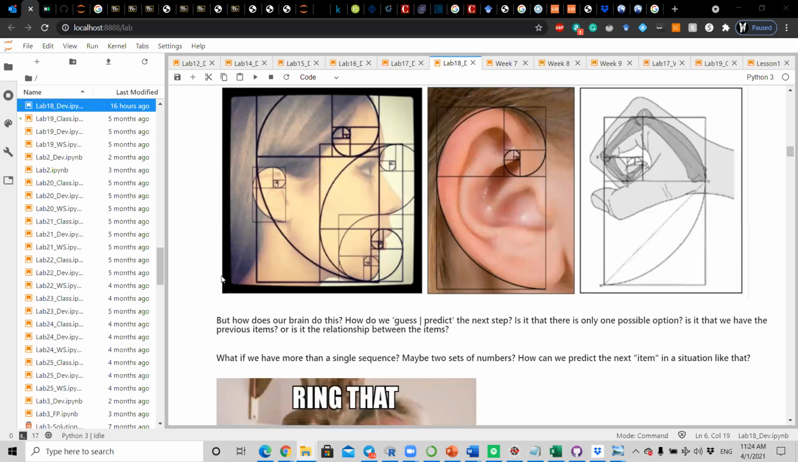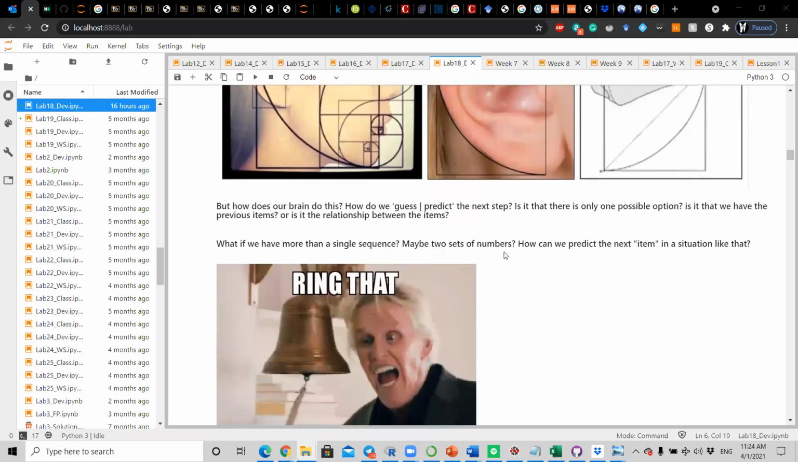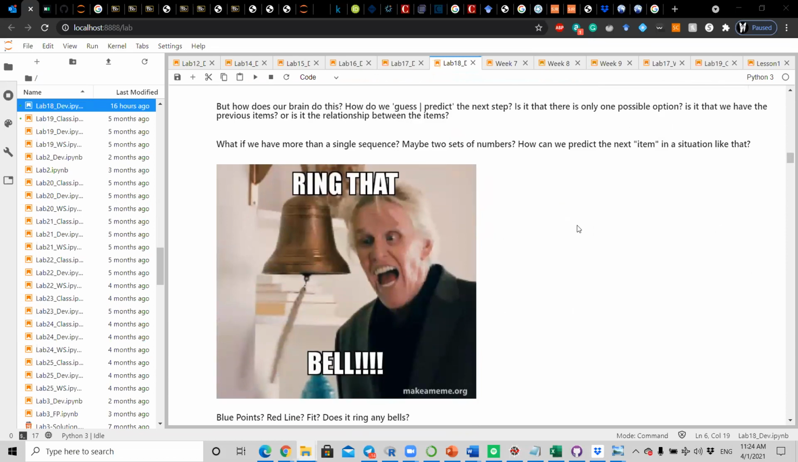Okay, what if instead of one single sequence like the ones we did, we maybe have two sets of numbers? Can we predict the next item in a situation like this? Have you ever been in a situation like this where you have like two sets of numbers and you are interested in predicting the next step? Doesn't sound familiar?